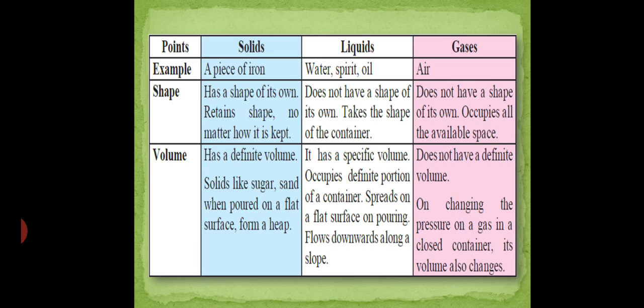Gases. Gases do not have shape of their own. They occupy all the available spaces. Gas do not have a definite volume. On changing the pressure of the gas in a closed container, the volume also changes.